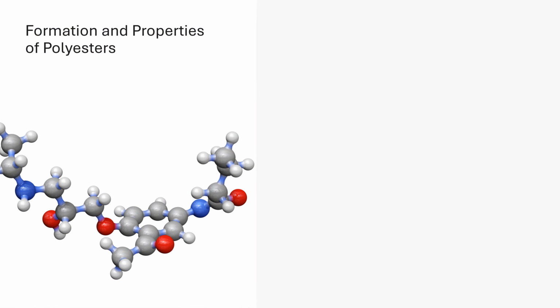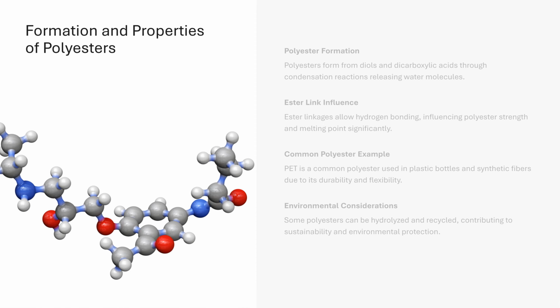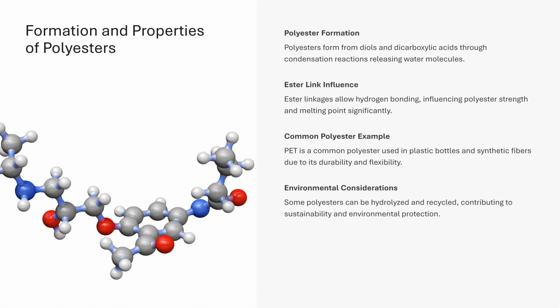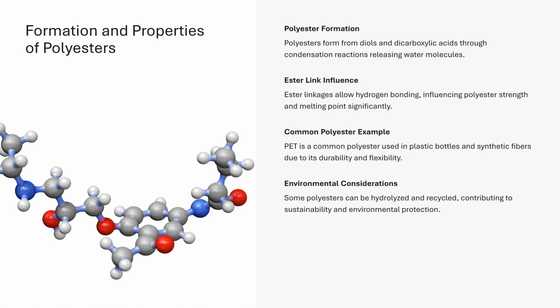Formation and properties of polyesters. Polyesters are an important class of condensation polymers. They are formed by the reaction between a diol and a dicarboxylic acid, with ester links, COO, forming between monomer units and water released as a byproduct.